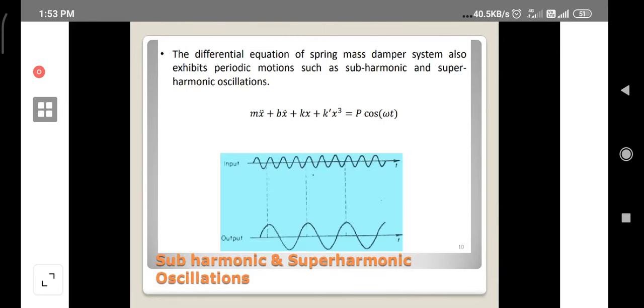Here I already mentioned the subharmonic and superharmonic oscillations. A spring mass damper system exhibits periodic oscillations. We apply an input of fixed amplitude and frequency, and it produces an output of another frequency. The output frequency may not be the same as the input frequency; it can be a multiple of the input frequency or a submultiple of the input frequency.